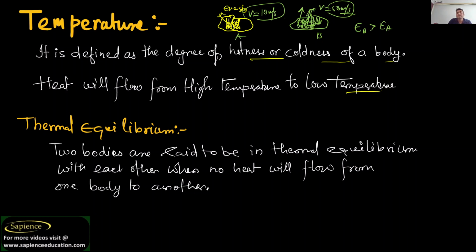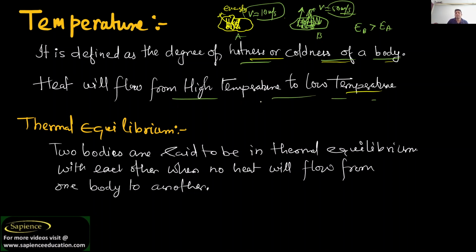So we have introduced some scales so that we can measure this type of degree. It is defined as the degree of hotness or coldness of a body. Why am I talking about hotness or coldness? Because as soon as molecules start moving, heat is there. Whenever we give energy in the form of heat, its molecular movement increases. So heat will flow from high temperature to lower temperature.